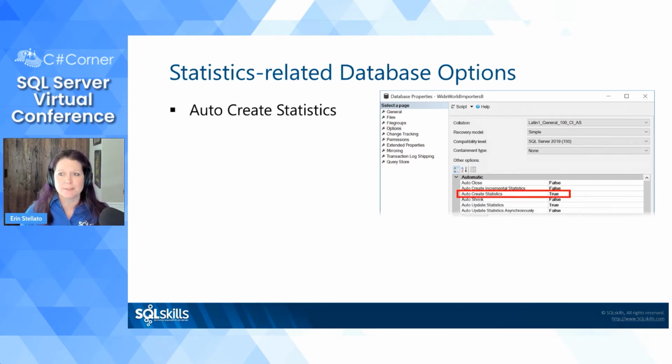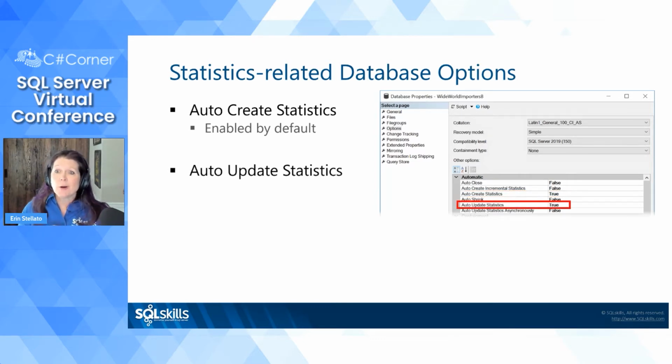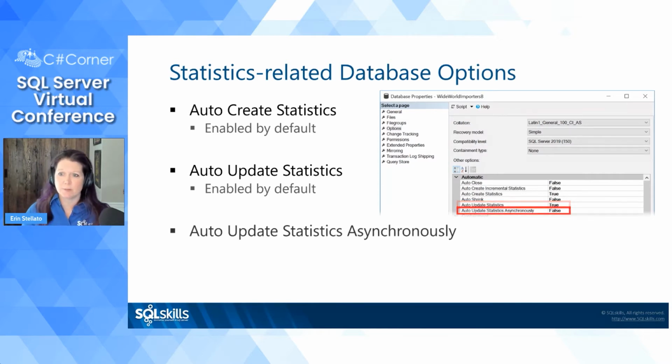Now, when we talk about stats, there are a lot of options that are relevant here, so I want to take a moment to highlight them. The first is auto create statistics. This option is enabled by default whenever you create a new user database. I recommend you leave it enabled. Auto update statistics is also enabled by default when you create a new database, and I recommend you also leave that enabled. There's a third option here, which is auto update statistics asynchronously.